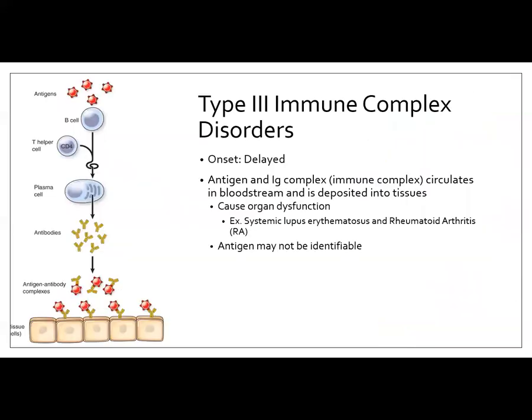Your type 3 immune complex disorder is also a delayed disorder. Antigen and immune complexes circulate in the bloodstream and are deposited into the tissues, and it can cause organ dysfunction. So these are things like your lupus and your rheumatoid arthritis. Antigen may not be identifiable.